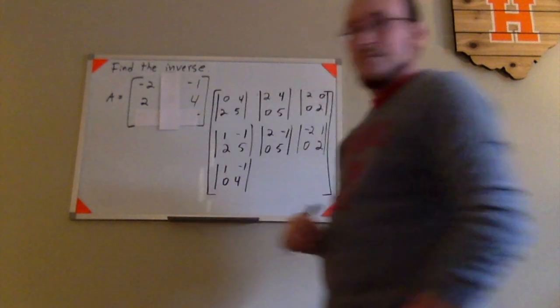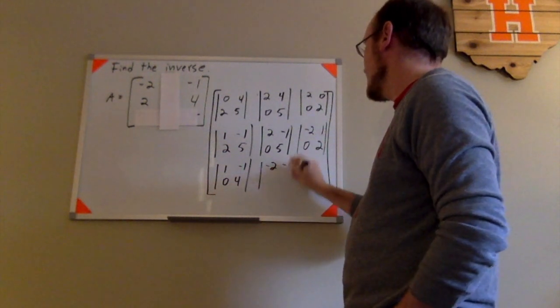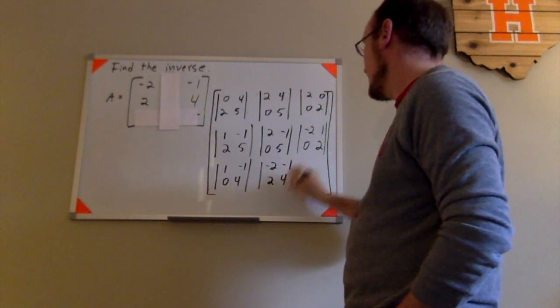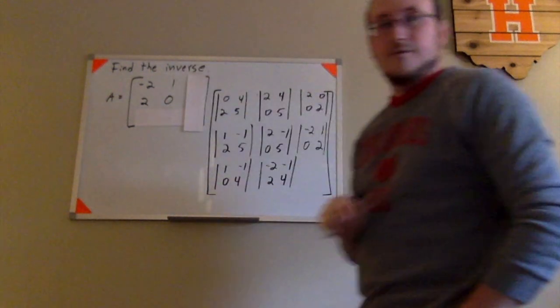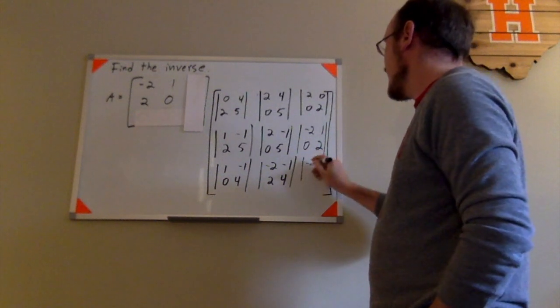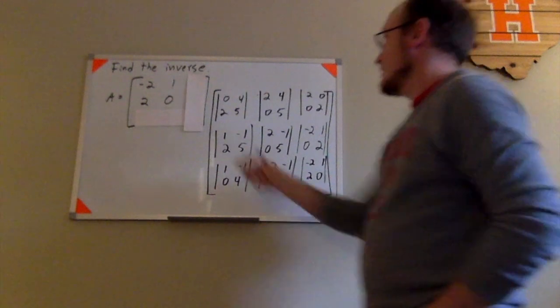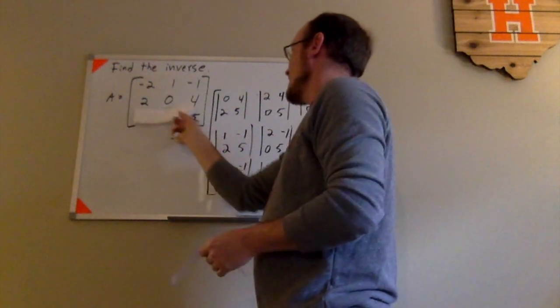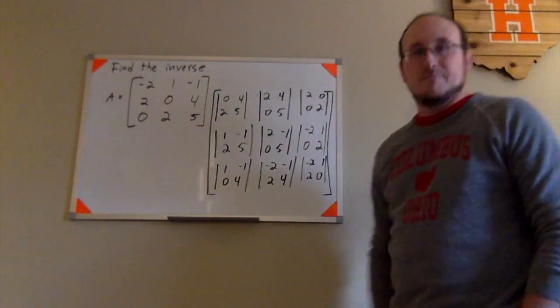Move over, cover up that second column. I have this new smaller determinant of -2, -1, 2, and 4. And finally, move over to cover up that third column, and I have this new smaller determinant of -2, 1, 2, and 0. And at that point, I've set up all of the smaller determinants I need to compute to arrive at the matrix of minors.